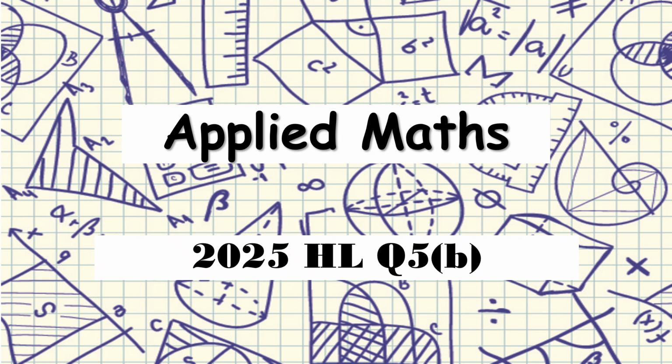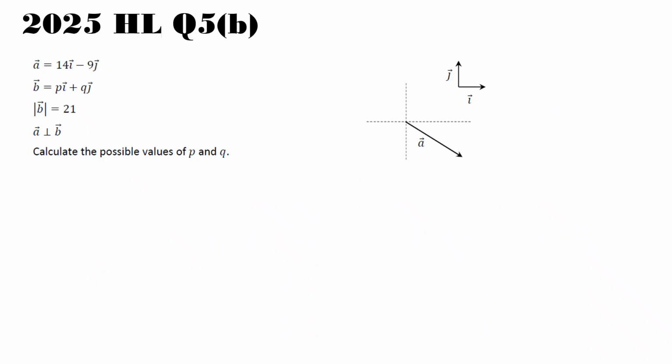In this video we're looking at the 2025 exam paper, question 5, part B. This question is about vectors. So we're given a little diagram of a vector with A, and they tell us that A is 14i minus 9j. They then define B as pi plus qj, and they give us two bits of information. They tell us that the modulus, or the magnitude of B, is 21, and that A is perpendicular to B. Calculate the possible values of P and Q.